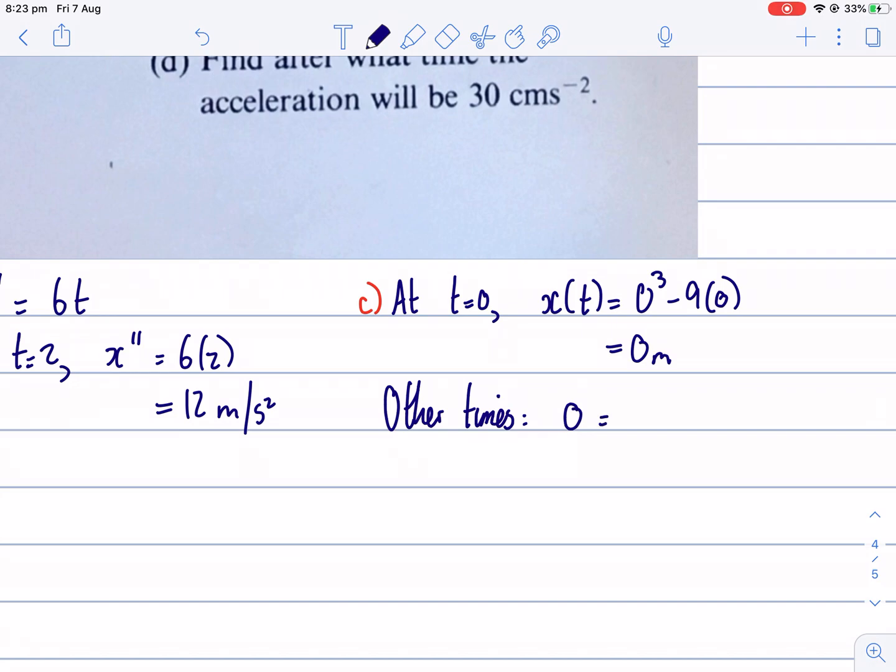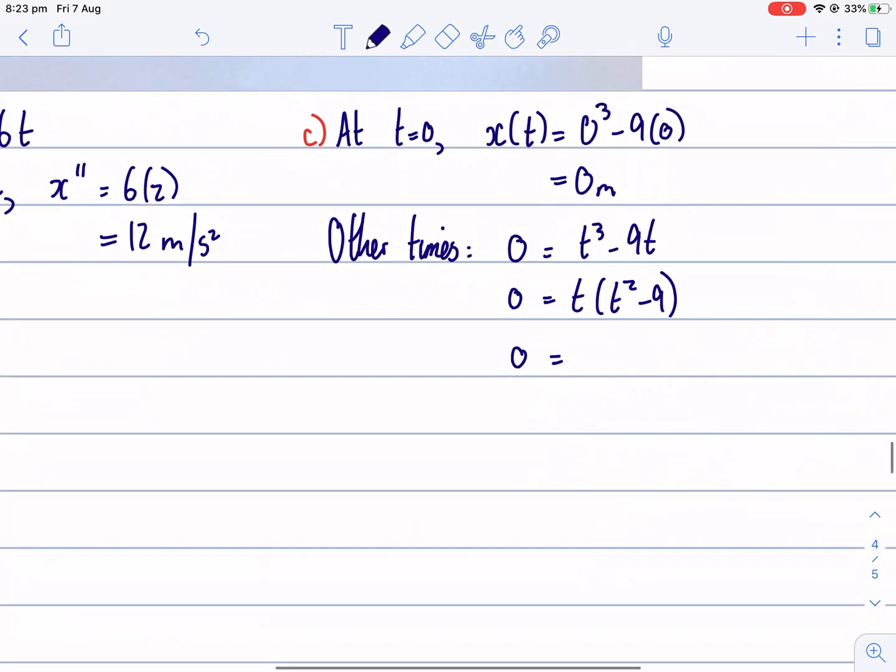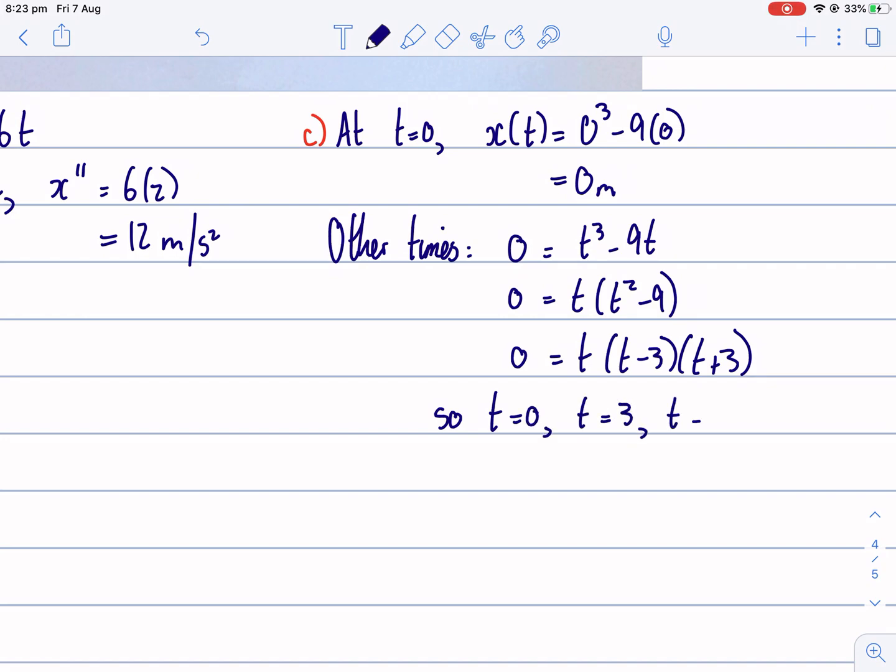To find any other times, we just have to sub in 0 equals t cubed take 9t. If we have t squared take 9, that's the same as t take 3, t plus 3. So t equals 0, t equals 3, t equals negative 3. This is seconds, so we don't count this final answer.